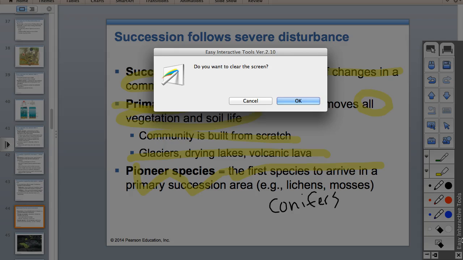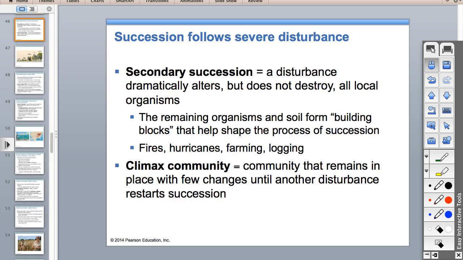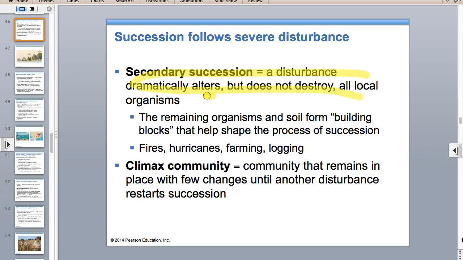Now, sometimes you have disturbances, and they don't remove all the soil and vegetation. So secondary succession will happen in that case. And so you may have something like farming. Farming leaves soil, right? Farming, logging, fires. They're going to have soil there. So you won't have to have the mosses and lichens come in and secrete acids and make soil, but you'll have grasses, then ferns and conifers come in. They'll be your pioneer species.